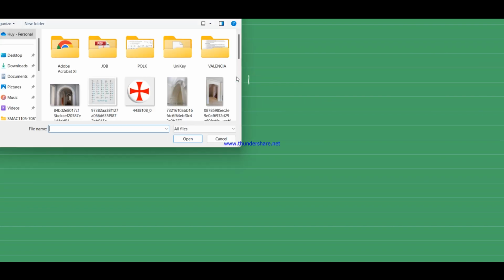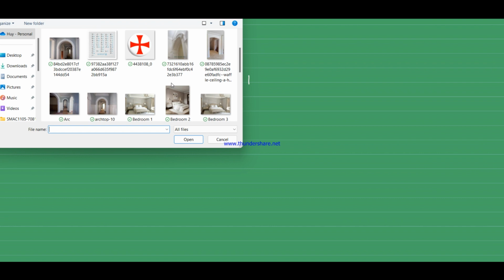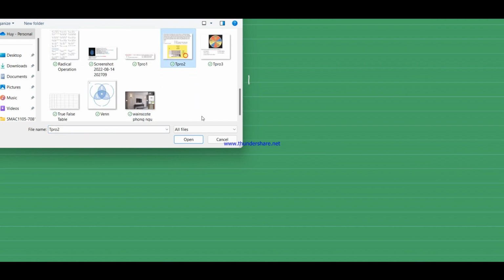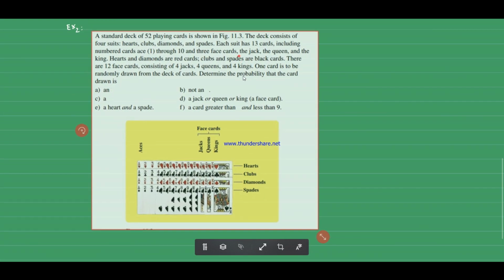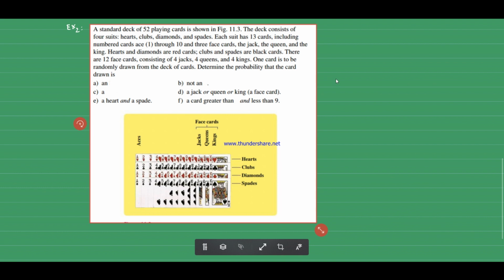Now in the second example, a problem like this. I have a standard deck of playing cards like this, and it should have 13 cards of each suit. We have heart, club, diamond, spade, 1 to 10, and 3 face cards. Face cards are Jack, King, Queen. And we have 12 face cards in total. So we have 4 Jack, 4 Queen, 4 King.